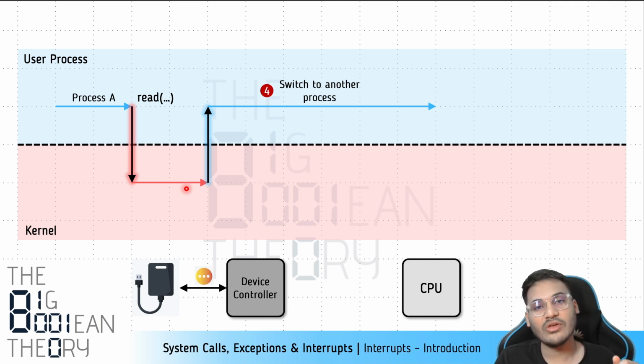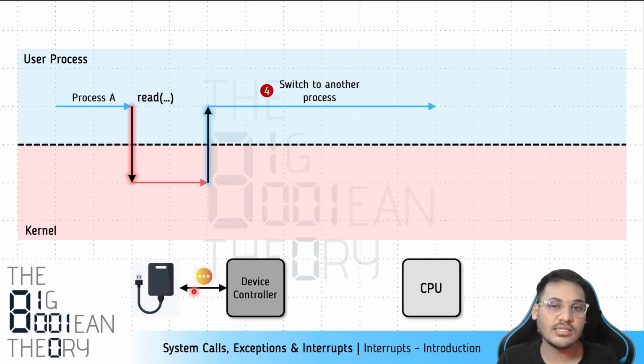And there is no useful work being done here by process A. So we can say that the CPU cycles will be wasted if process A is given control of the CPU for those few milliseconds while this copy is happening, right? So this is the first option.